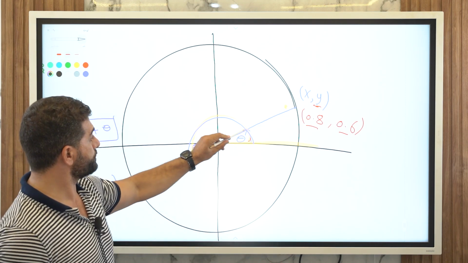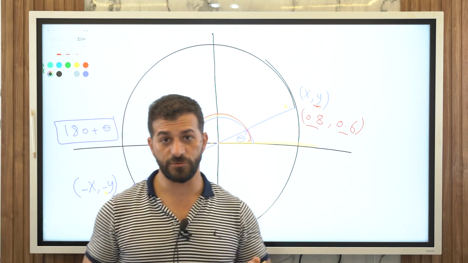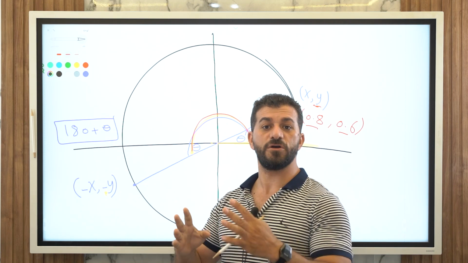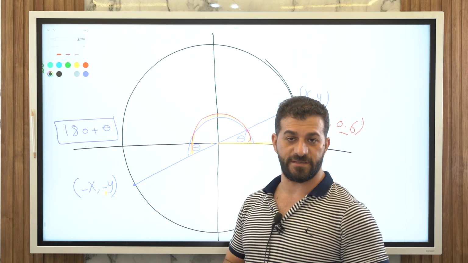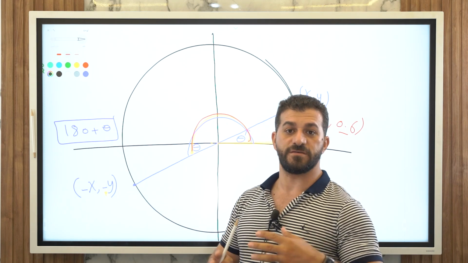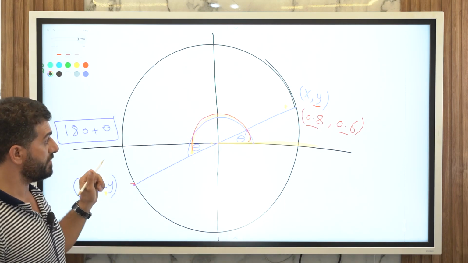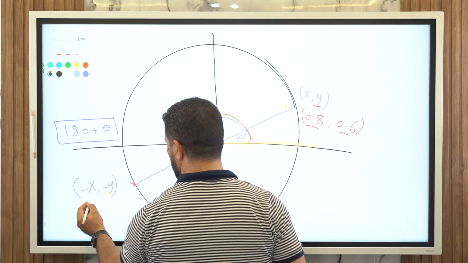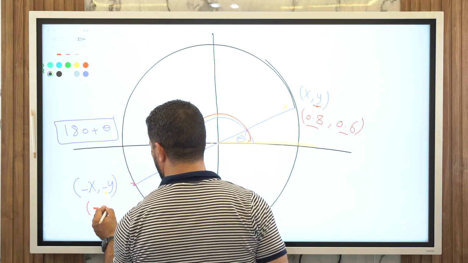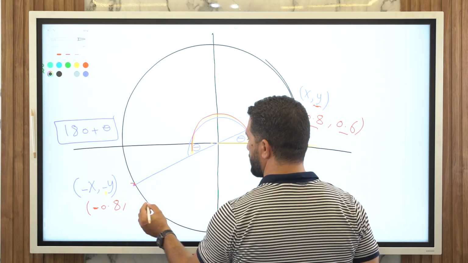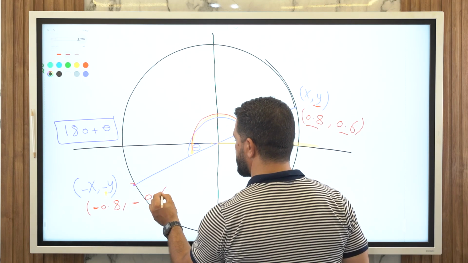What about sine 180 plus theta? As I said, they are two related angles, close enough to each other. So x will still be the same, but the difference will be in the sign. So it's negative 0.8, and here y is negative 0.6.